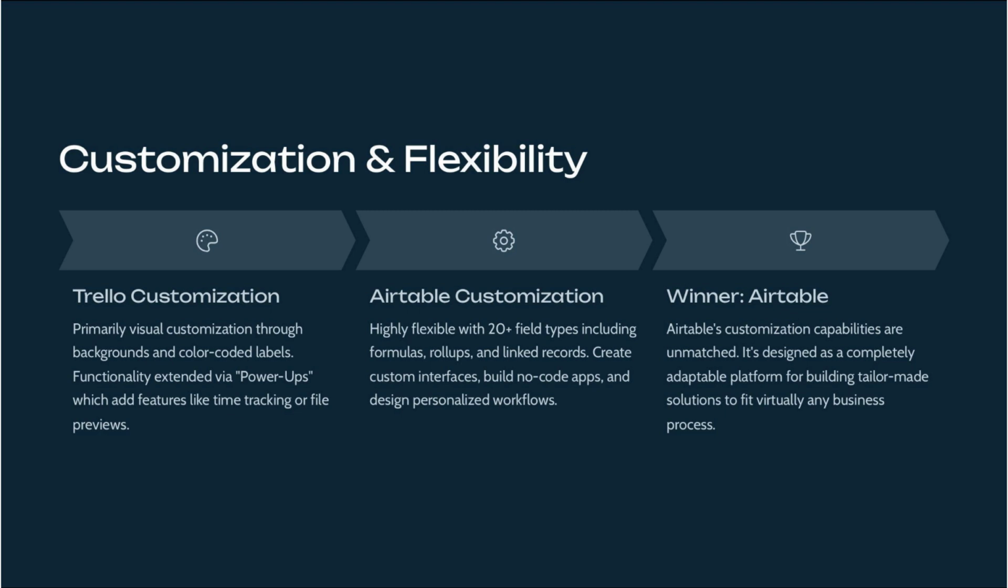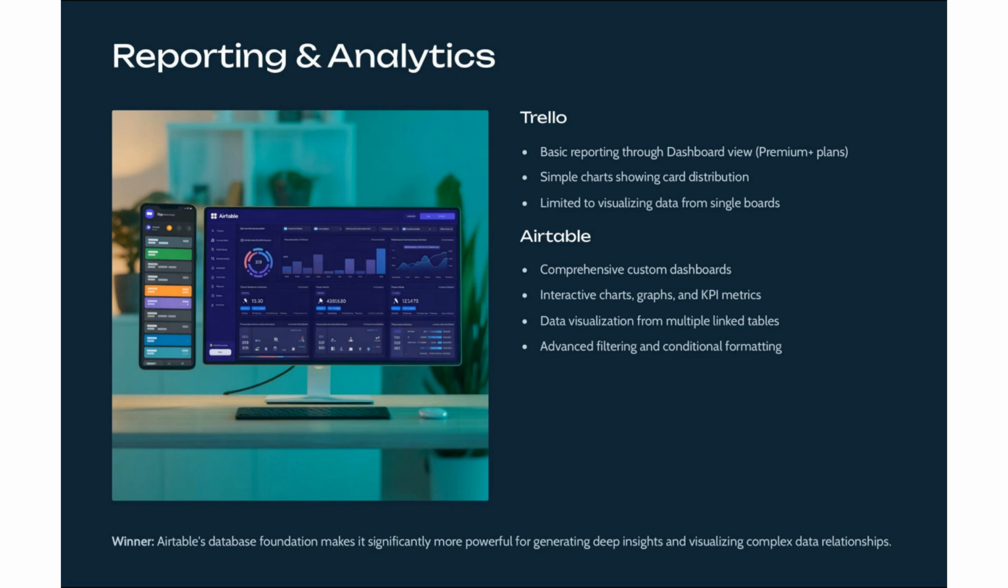Customization separates these platforms most clearly. Trello offers visual customization through backgrounds, color-coded labels, and Power-Ups for extended functionality. Airtable is more customizable. You can build custom fields, link tables, use different views, and automate workflows. With over 20 field types, custom interfaces, and no-code app building, Airtable transforms into whatever your business needs. It's designed as a completely adaptable platform for virtually any business process. Data insights reveal another fundamental difference.